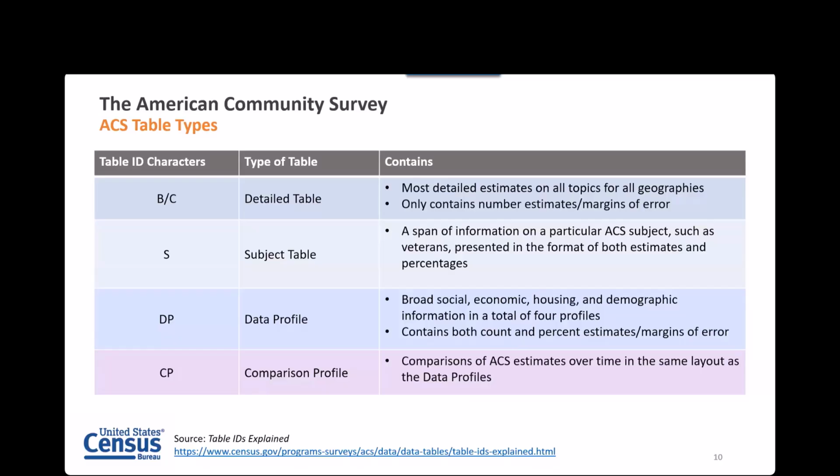You have the data profiles. These are actually some of my favorite tables. They have a wide range of information, but they're all focused on certain umbrella topics. So, one focuses on social characteristics, one focuses on economic, there's another for housing, and then there's another for demographic. And these also tend to include both the number estimates and the percent estimates. And then last, we have comparison profiles. These show estimates over time, and they include statistical significance on whether the change was statistically significant for that characteristic. They look very much like the data profile tables.